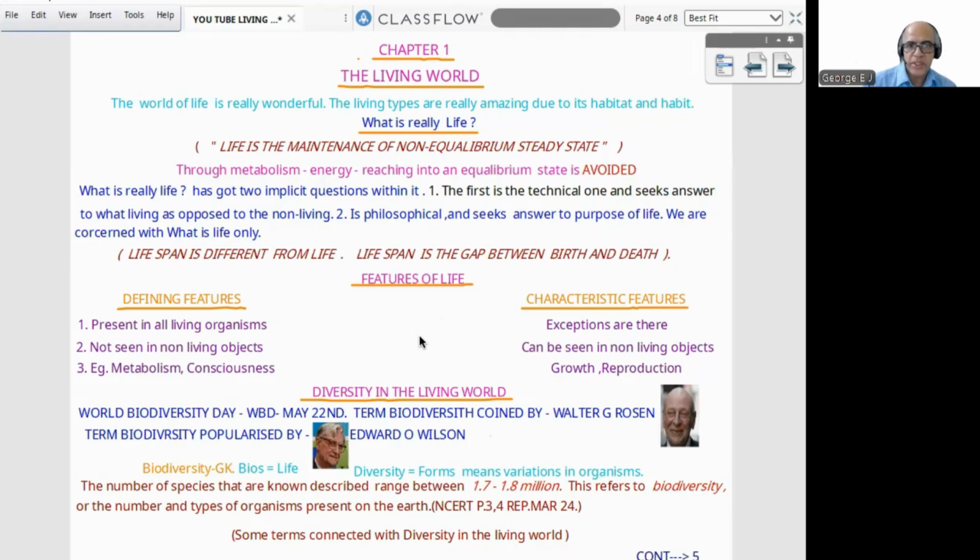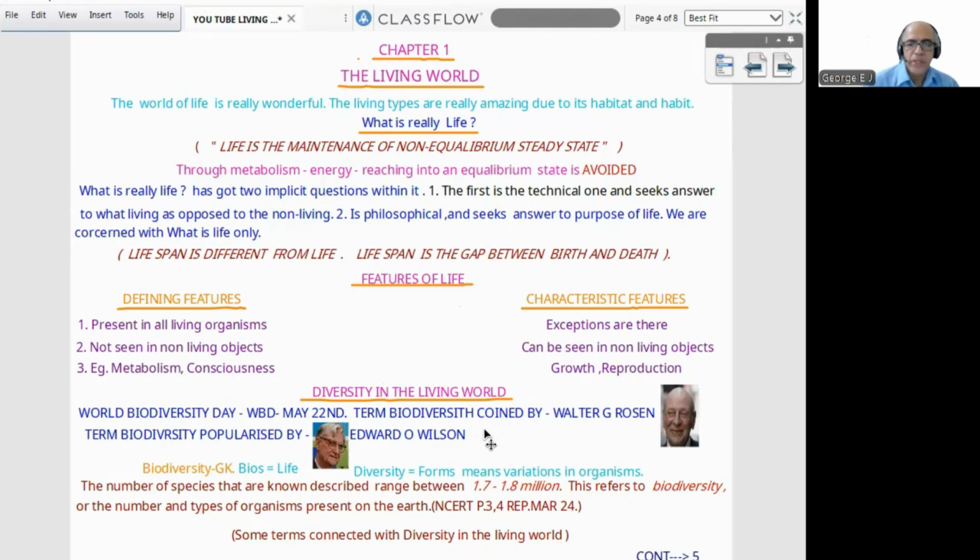The term biodiversity was popularized by Edward Wilson. I think these two terms are clear. Scientist photos I have given there. The term biodiversity was coined by W.G. Rosen, and popularized by Edward Wilson.